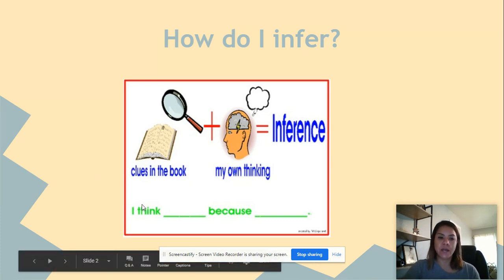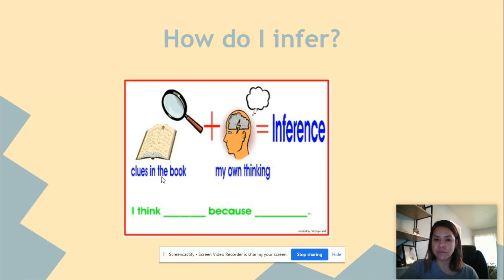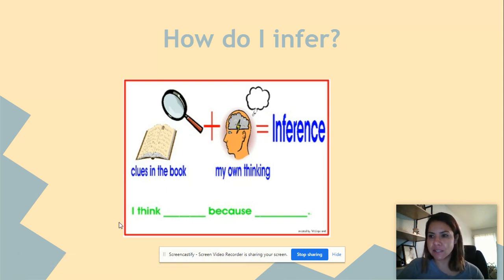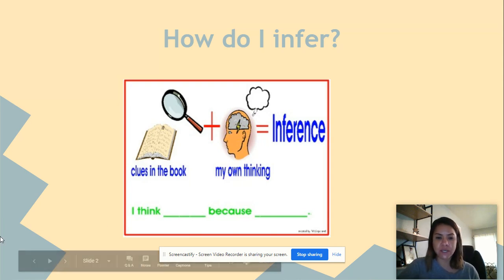So, I'm thinking, okay, you're thinking blank because of what? Okay, so when you infer, you use clues and then you use your own thinking, and that equals your inference. You could say that inferencing is kind of like a guess, but not really. An inference would require for you to really have text evidence, for you to have proof that what you're thinking is correct. So that's the difference between a guess and an inference, guys. Okay?